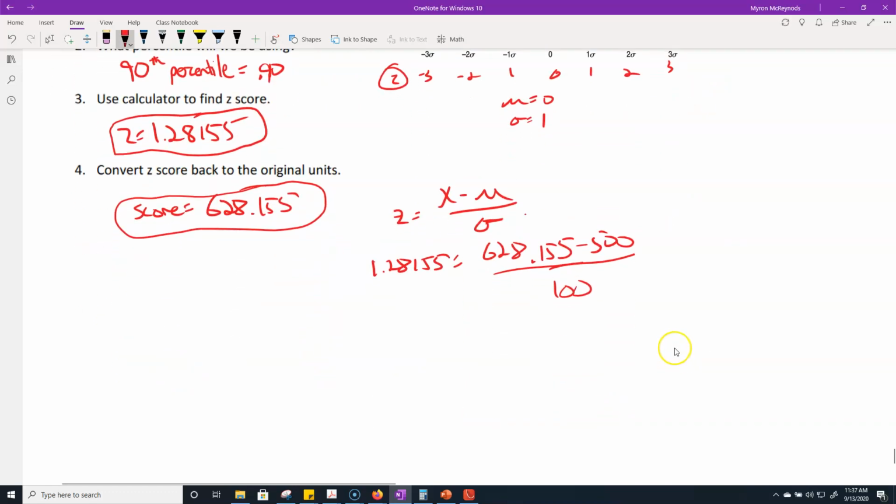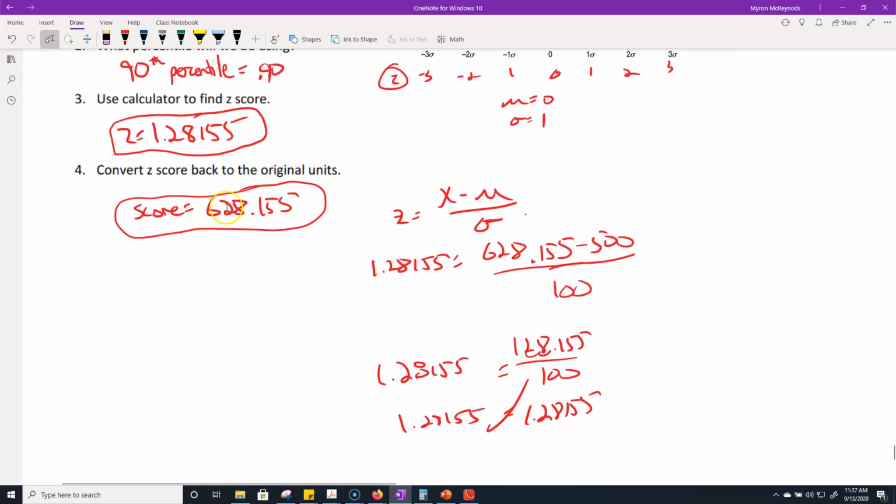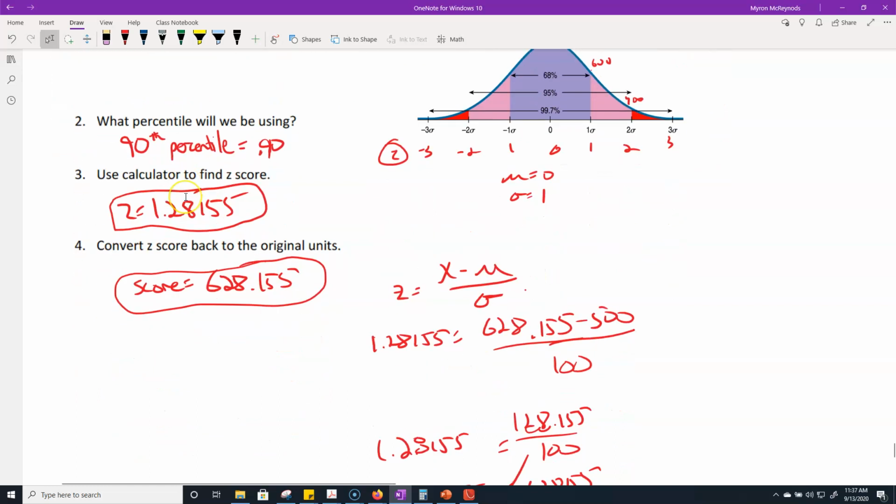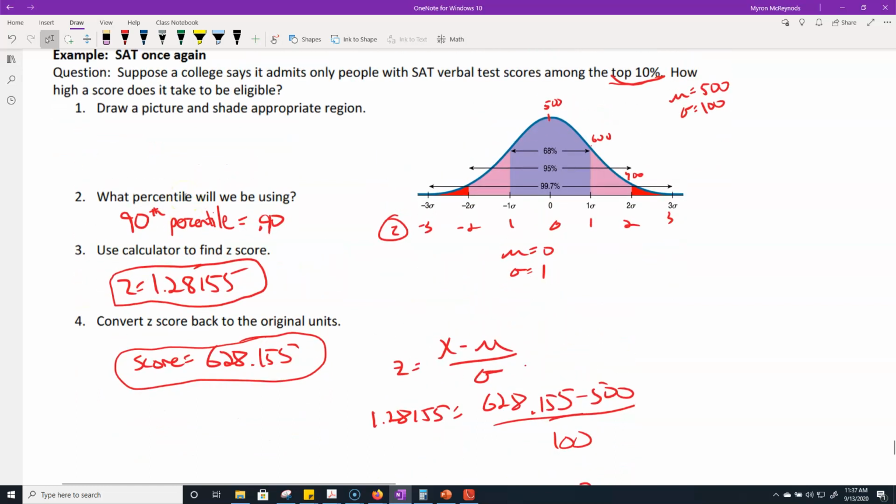Let's see if that works. So the top would be 128.155 over 100 equals 1.28155. So it worked. It matched the z formula. So that converts the normal score into a z-score. So the correct answer is 628.155 with a z value of 1.28155. So that is the answer for number 4 of your Chapter 5 outline.